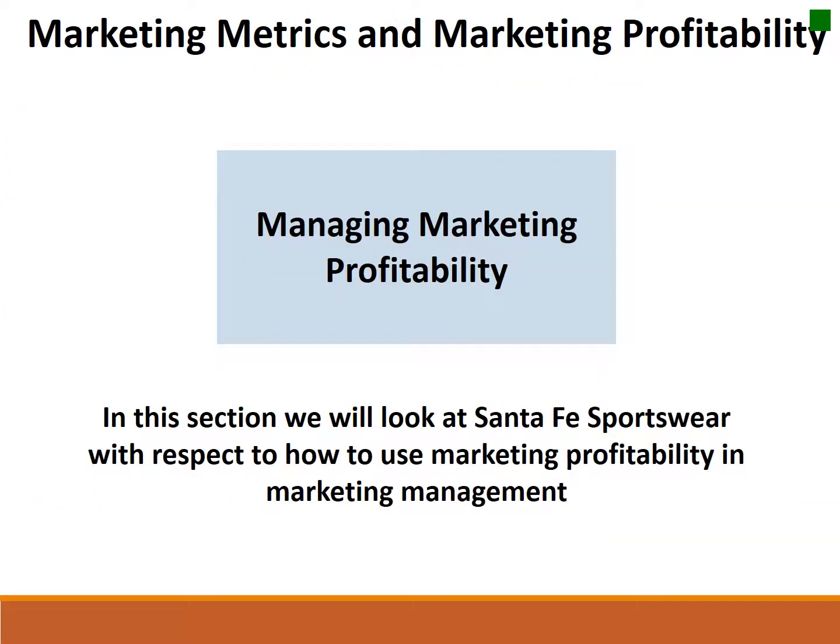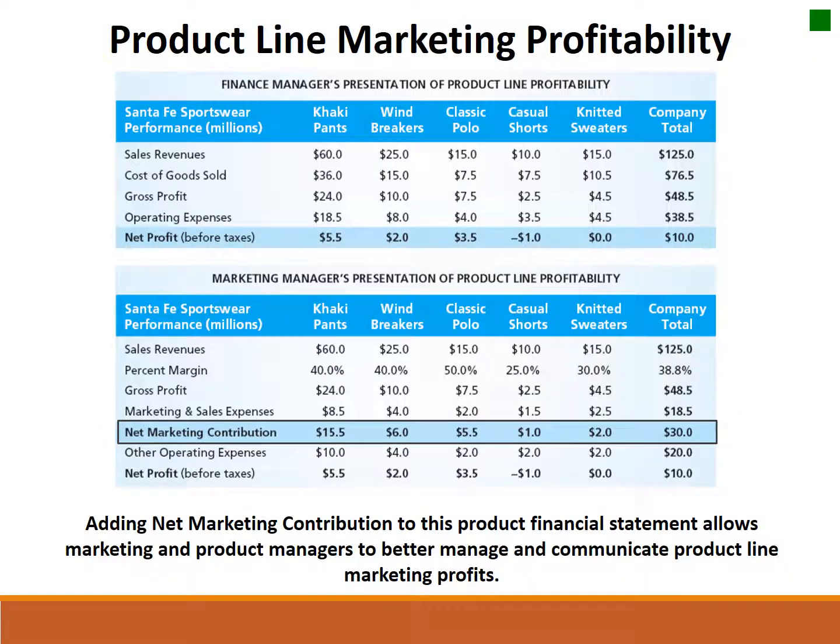All right, so now we're going to shift gears slightly and provide an example of how some of this could be used across different products. Here's a product line example for a sportswear company. They offer a number of different products to the marketplace: pants, windbreakers, shirts, shorts, and sweatshirts. Then we have a company total which sums up their overall performance. Here we can look at the effectiveness of our marketing functions across several different product categories within the firm.